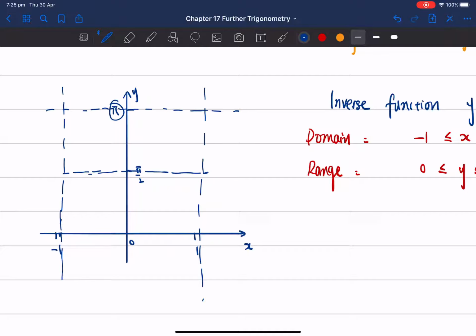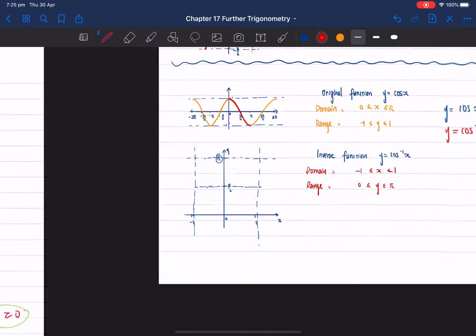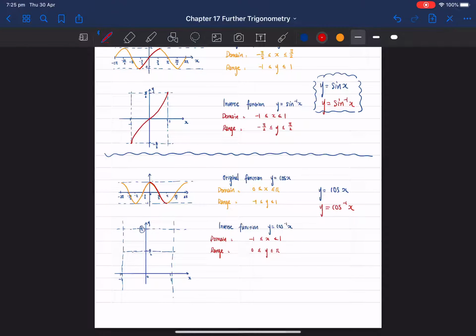Okay, how do we sketch that? How do we sketch the cos inverse? If you look at sine inverse, I told you it's starting from the top right corner.